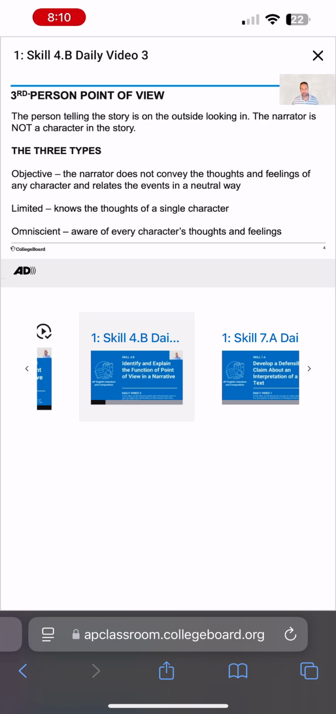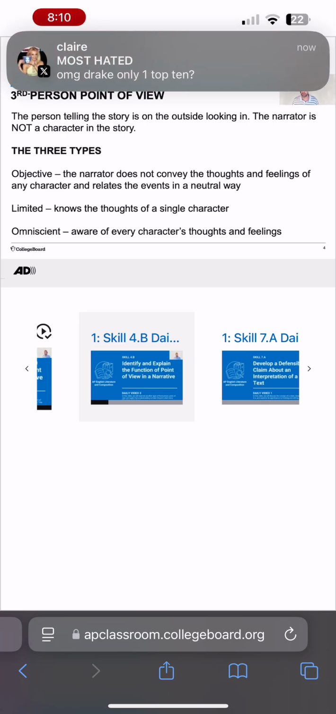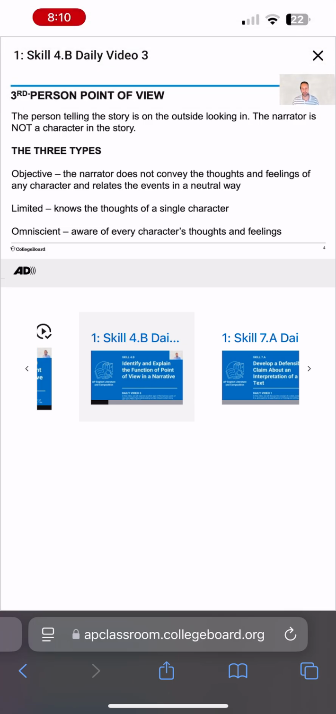Now with third person, there are 3 types. Objective. Now that's when the narrator does not convey the thoughts or the feelings of any character. And in a way, it's very neutral. You just get almost a reporting style of the events of a story. Limited is when a narrator knows the thoughts of a single character, or maybe 2 or 3 at best. But omniscient, and this is what we're going to focus on today, is when the narrator is aware of the character's thoughts and feelings.